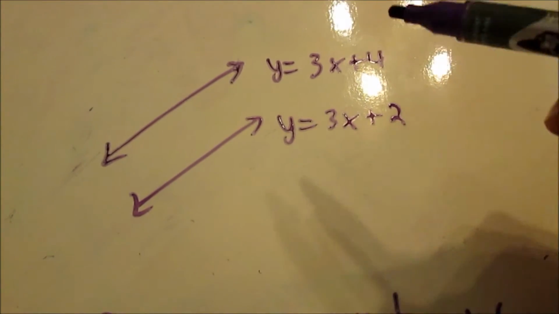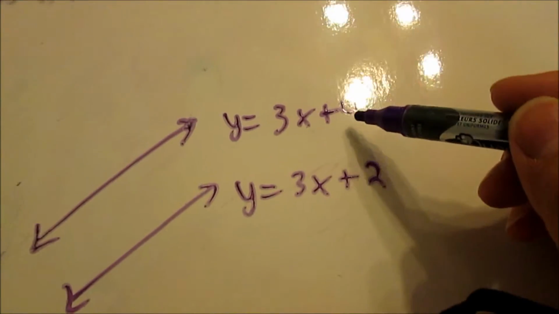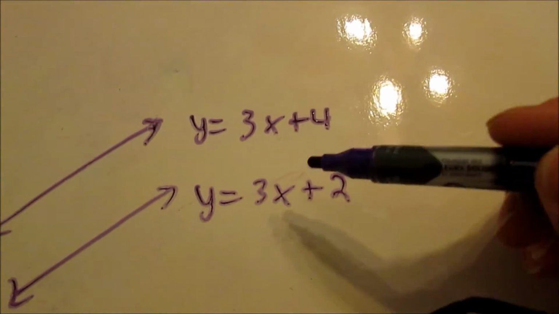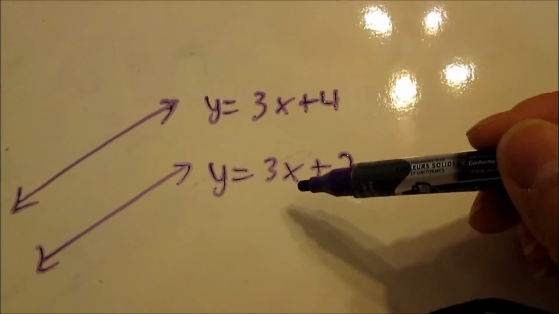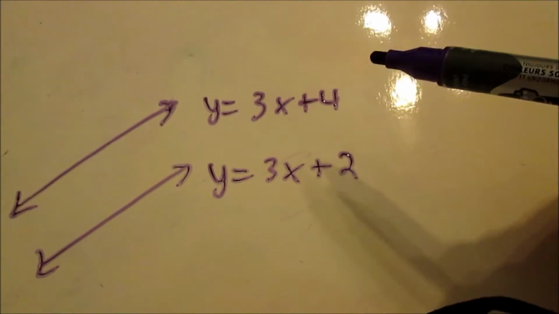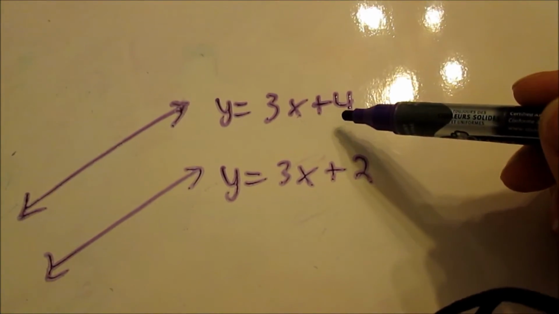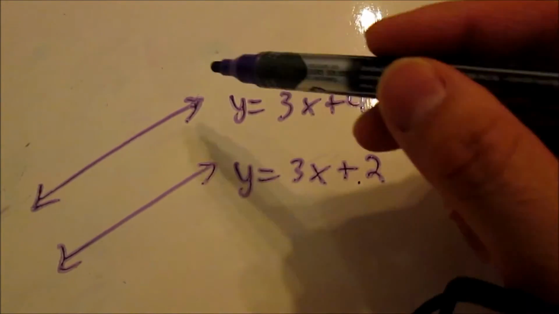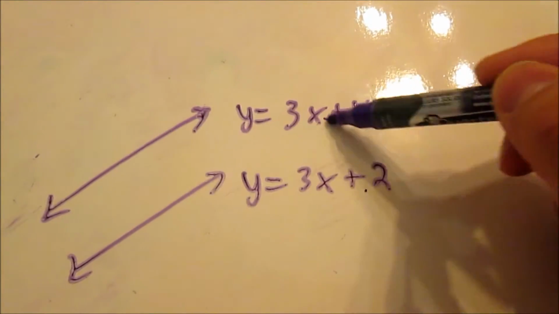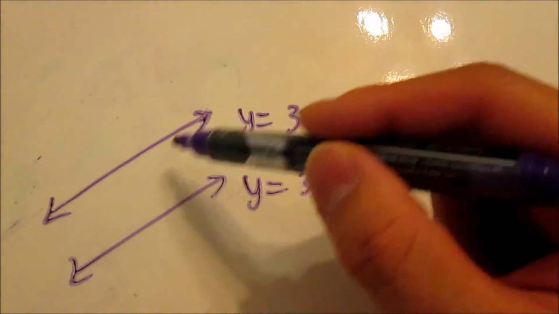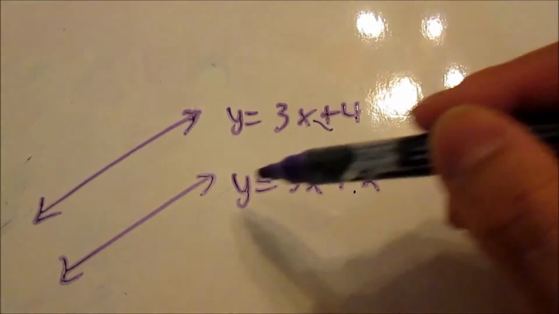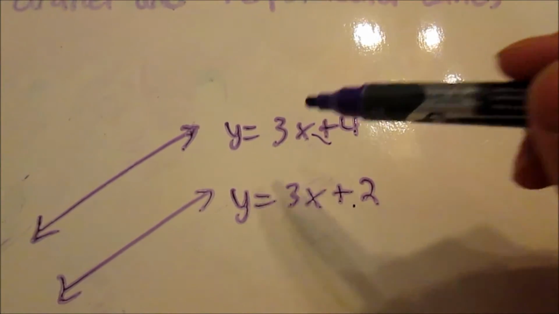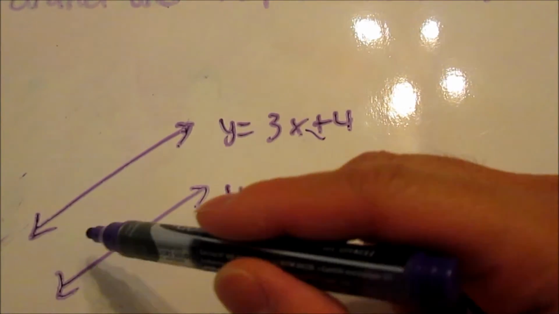Okay, now I didn't talk too much about the y-intercepts because in parallel and perpendicular lines, the important point to focus on is the slopes. Same slope, parallel lines. Now, the y-intercepts are different here. This is plus 4 and this is plus 2. So this equation over here will be higher than this one. It would be located higher on the coordinate plane. But since they are the same slope, they will never intersect.